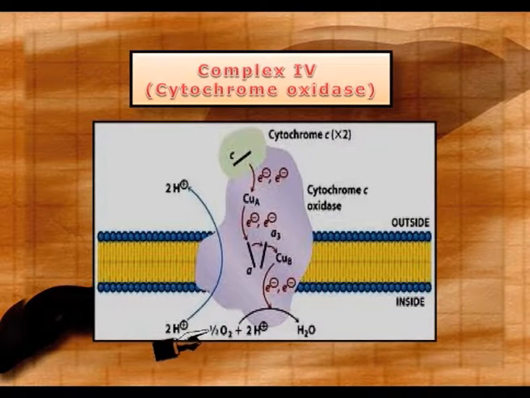And finally, in the case of aerobic respiration, oxygen is the final electron acceptor. After accepting the electrons, oxygen combines with protons from the matrix and is converted into water molecules. And during the electron transport, 2 protons are transported from the matrix to the intermembrane space. Hence, the transfer of 2 electrons from NADH to O2 through the respiratory chain can be written as this.